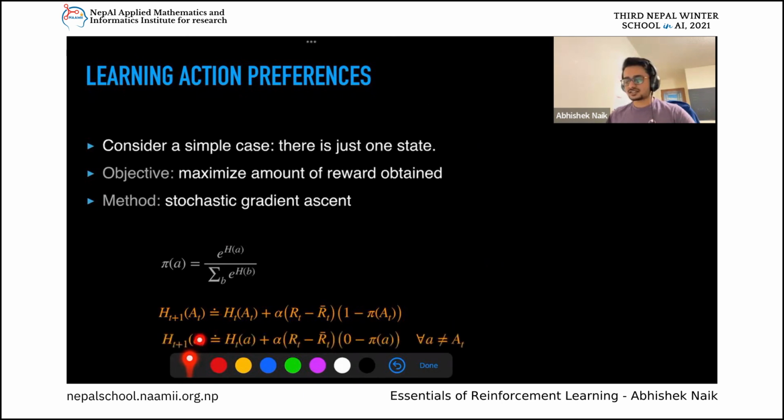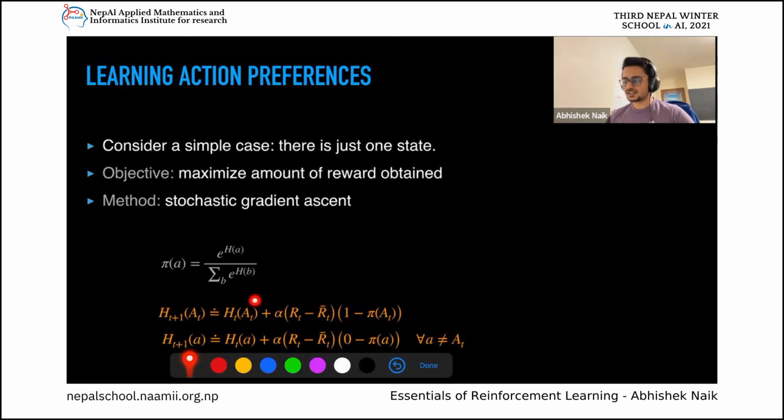For all other actions, so A not equal to A_t, if your action resulted in a reward greater than the average reward, the term is 0 minus pi(A). This is always non-positive, because pi(A) lies between 0 and 1. So for all actions that were not this action, this will be a negative quantity, which means you are reducing the preference for all other actions. And this makes intuitive sense. You took action A_t, it resulted in a reward better than the average reward.